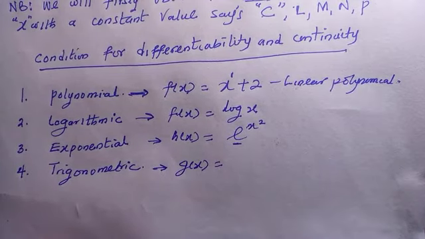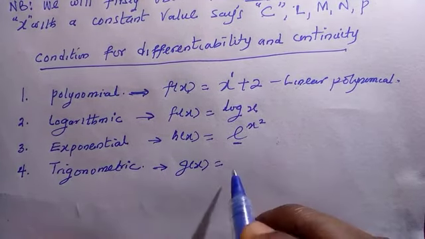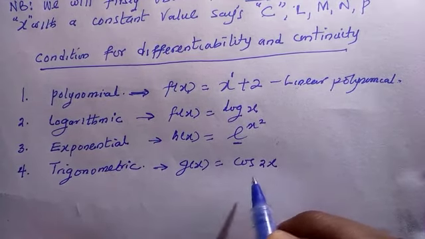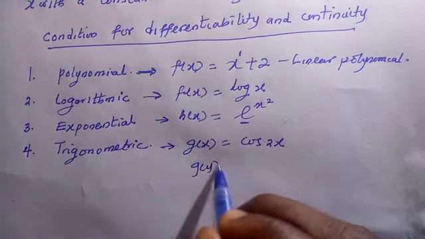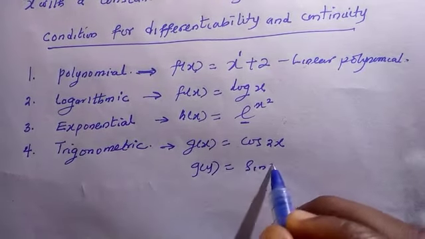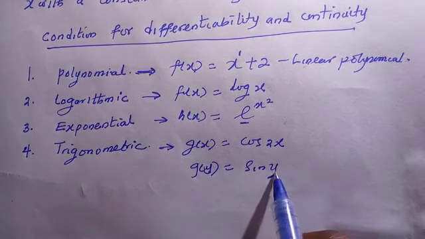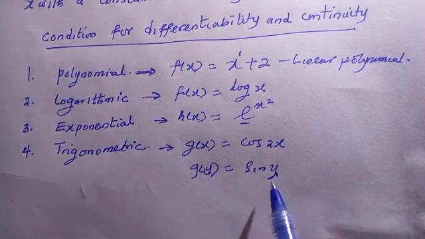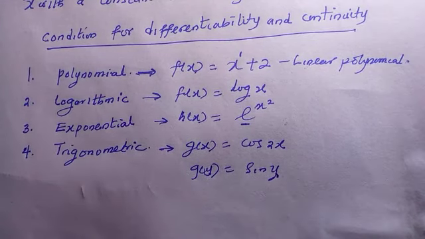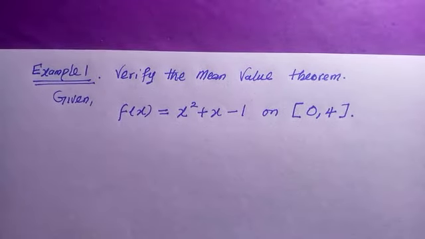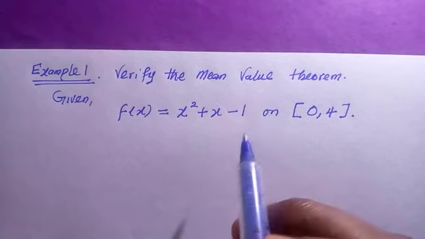Then we have trigonometric function. Suppose I change the function to g of x, then we have cos 2x, as cos is a trigonometric identity. Then we still have g of y. That means that whatever was plugged into this function must be reflected on the right hand side. If you use y, you use y. If you use s, you use s. If you use m, you use m. That's just it. And let's see the first example to beautify the explanation above.